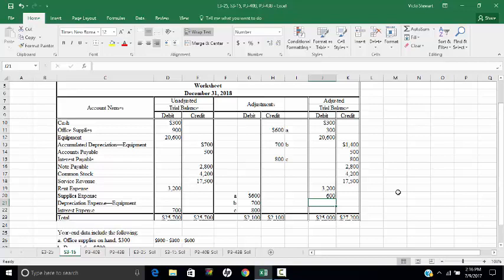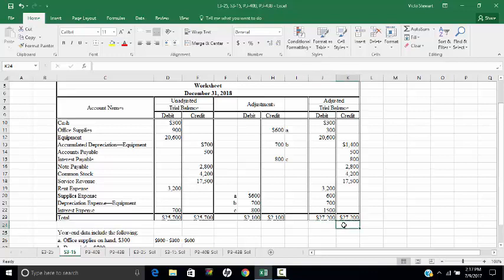Equipment expense is the same way. It had no balance under the unadjusted trial balance, but we made a $700 adjusting entry, so that will now be the $700 balance. Our interest expense had a debit balance of $700. We made an adjusting entry to interest expense of $800, so now we're going to have a $1,500 balance for interest expense.